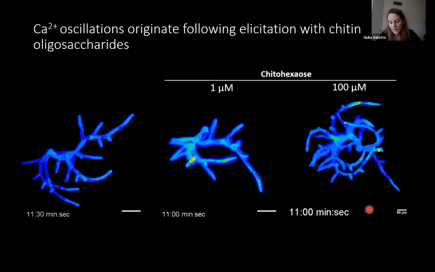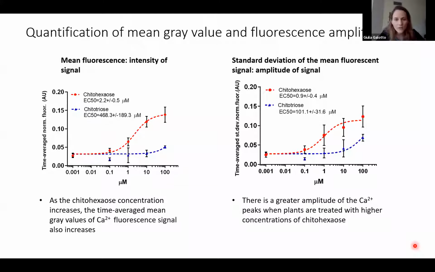To measure the intensity of the signal, we calculated the mean fluorescence of the calcium signal. And then to get a sense of the amplitude of the signal, we calculated the standard deviation of the fluorescent signal. So I'm going to show you these graphs now. Here on the left, we can see the mean fluorescence, and on the right, the standard deviation.